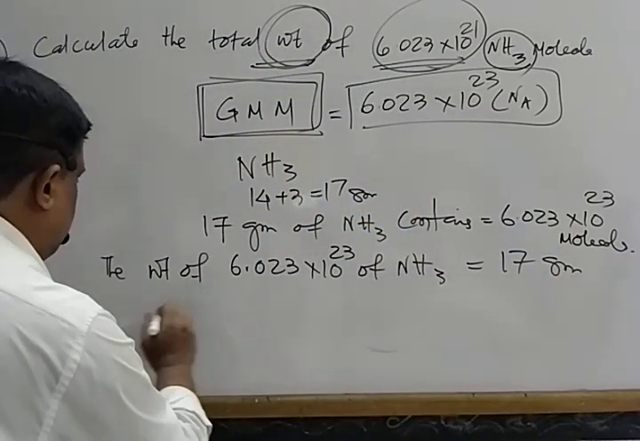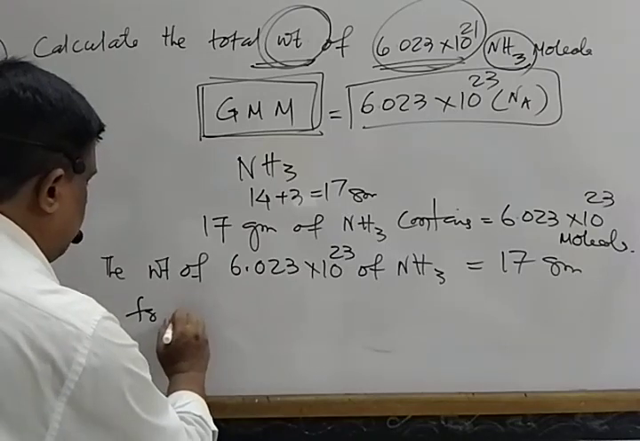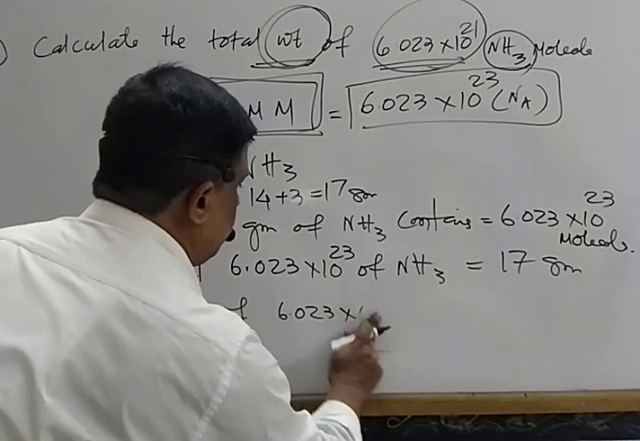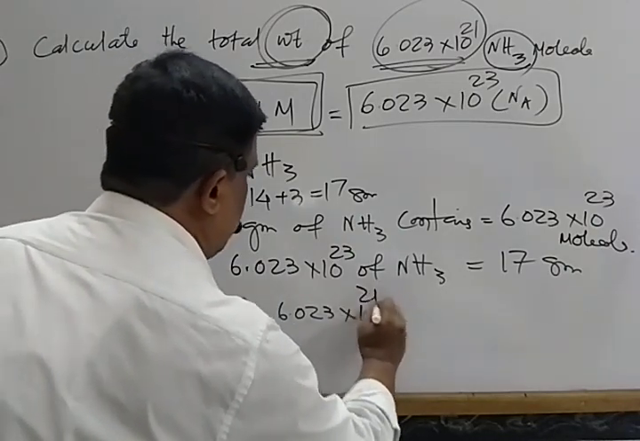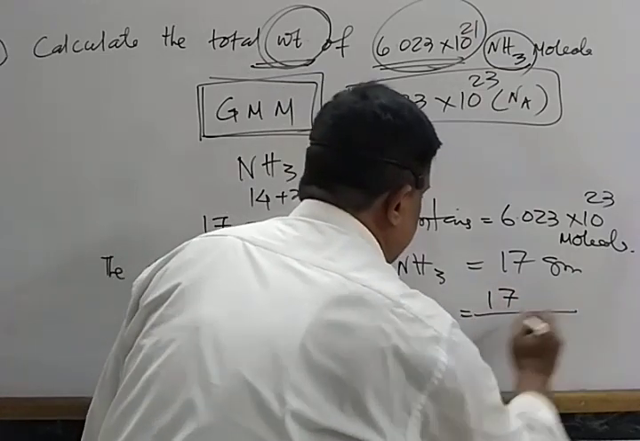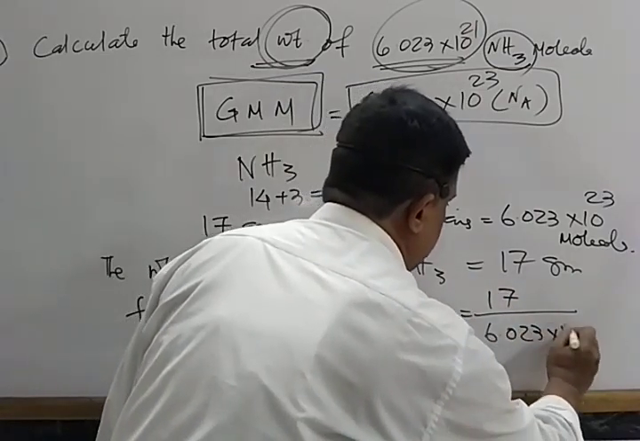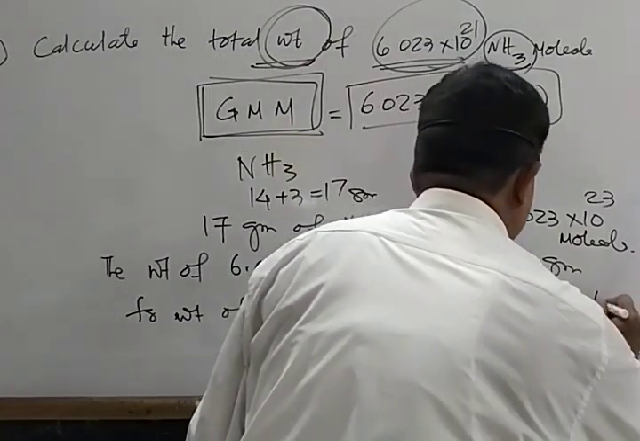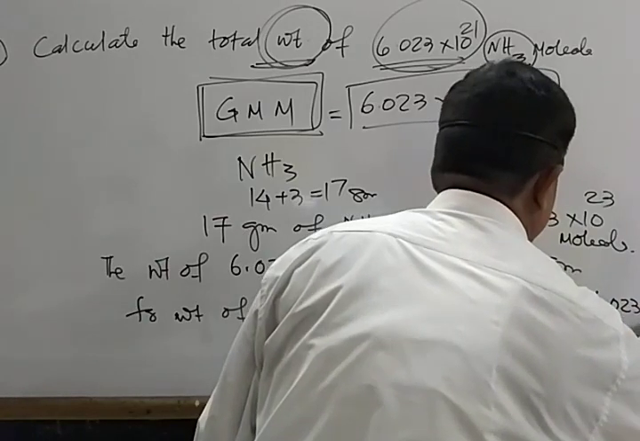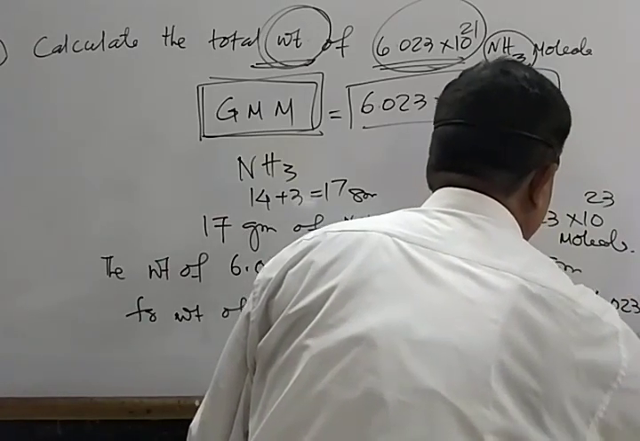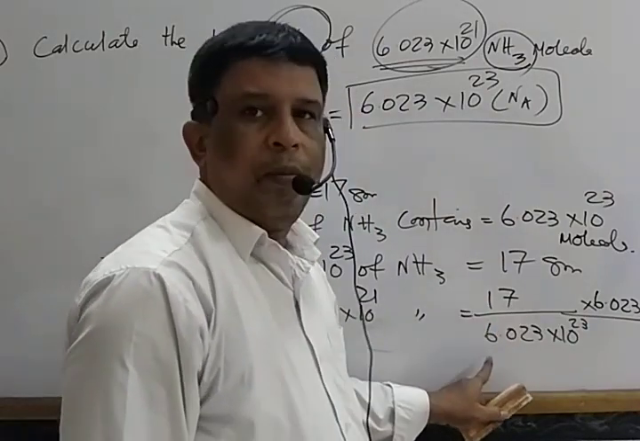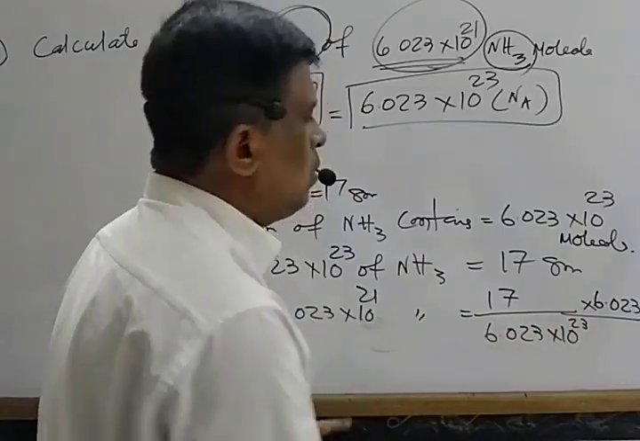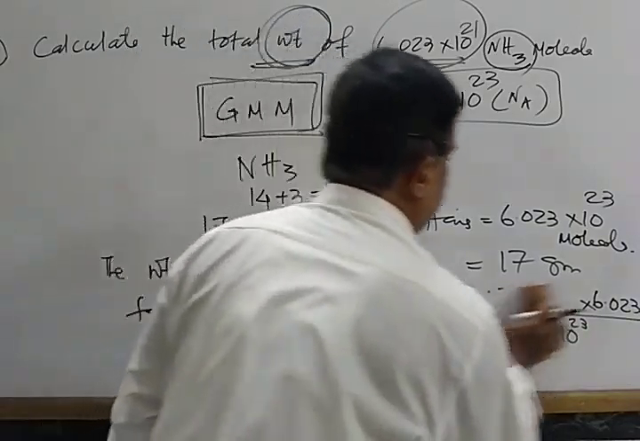So for the weight of 6.023 into 10 to the power 21, it is 17 divided by 6.023 into 10 to the power 23, into 6.023 into 10 to the power 21. Mark that. 17 by 6.023 into 10 to the power 23 into 6.023 into 10 to the power 21. I mark that. I repeat this one again.